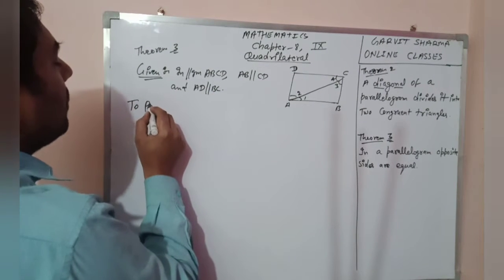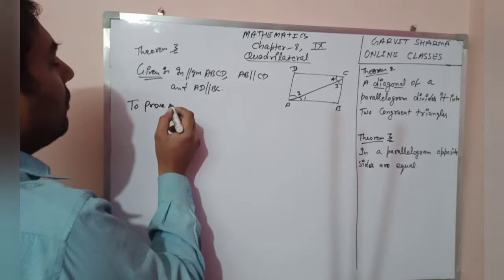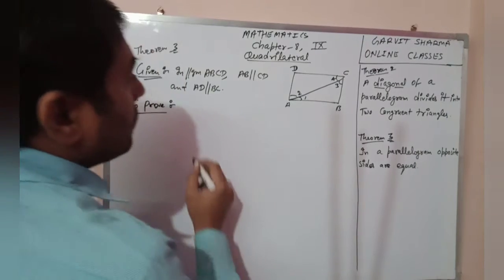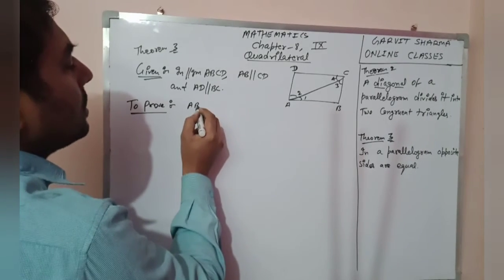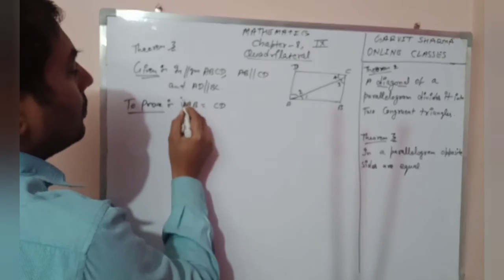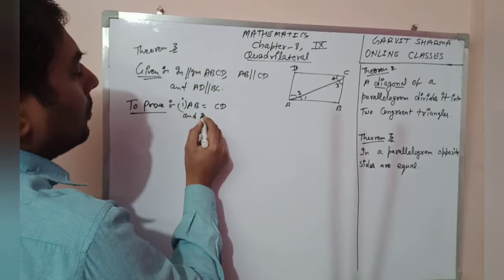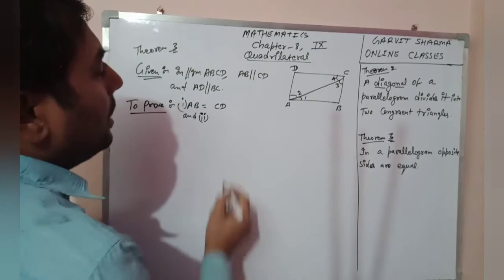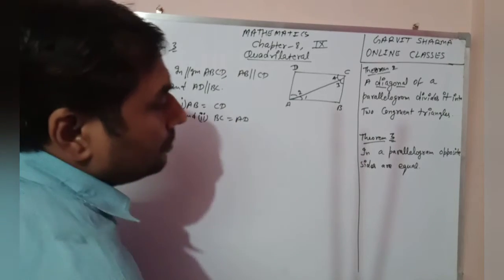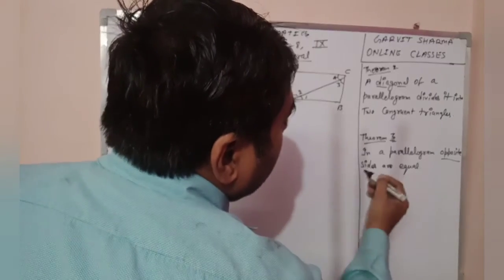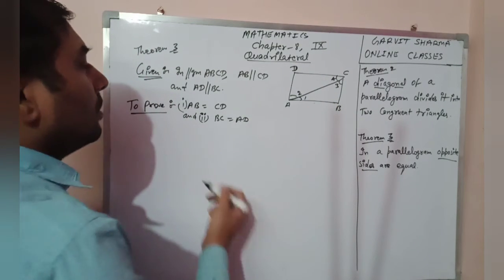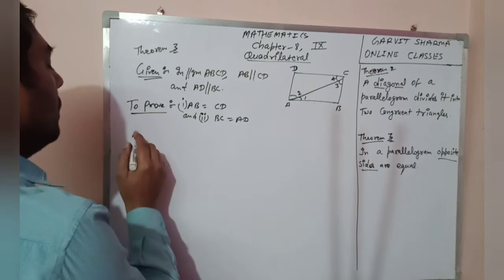To prove, what will we have to prove? We will have to prove that AB is equal to CD and AD is equal to BC. Opposite sides are equal. These are the opposite sides. We will have to prove that the pair of opposite sides will be equal.